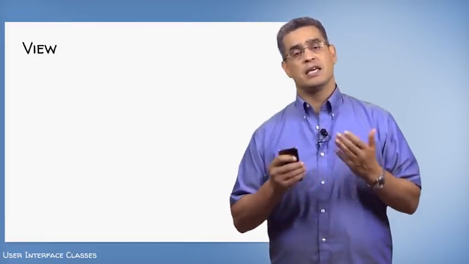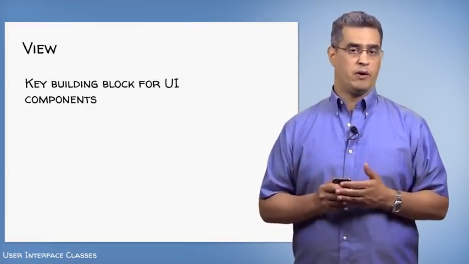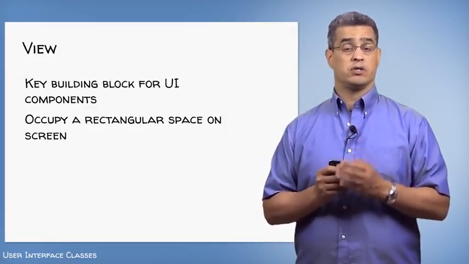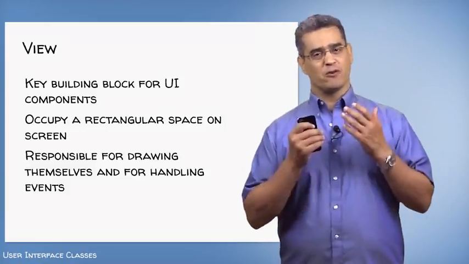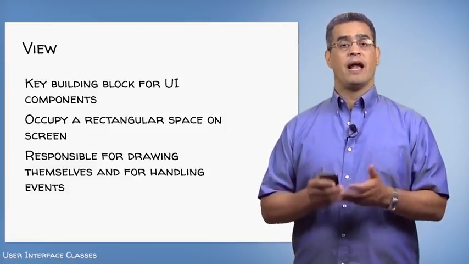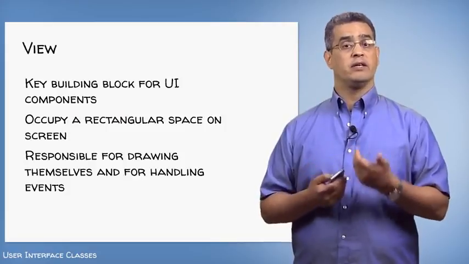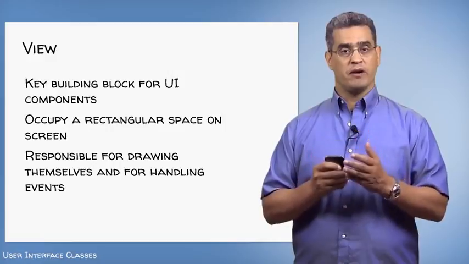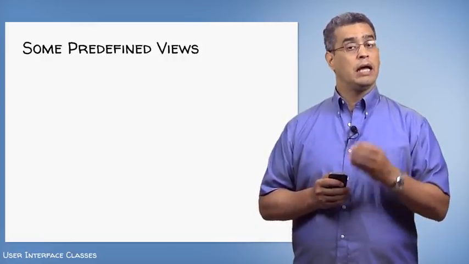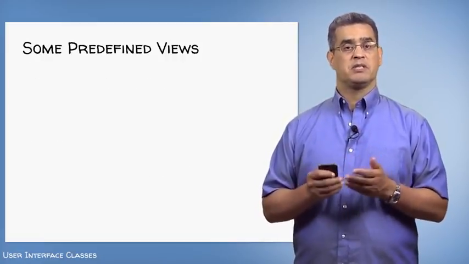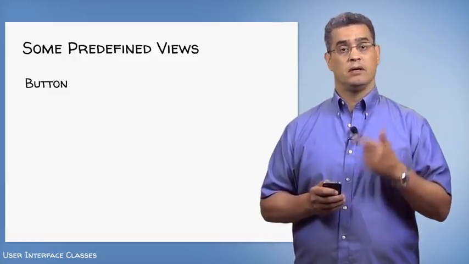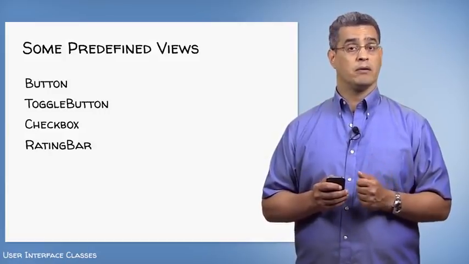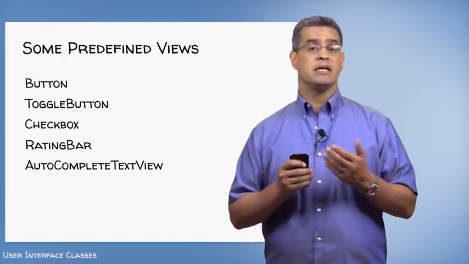The View class is a key building block for UI components. Views occupy a rectangular space on the screen, and they're responsible for drawing themselves and for handling any events that are directed to them. Android comes with a number of predefined or built-in views. Let me talk about a couple of them. Specifically, I'll talk about buttons, toggle buttons, checkboxes, the rating bar, and the autocomplete text view.